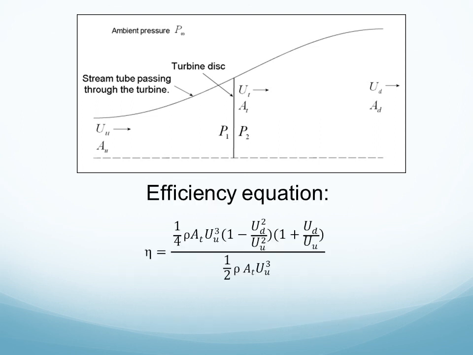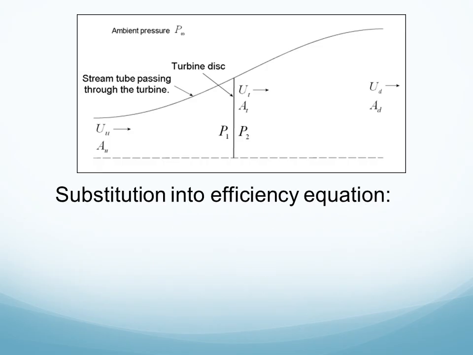Finally, we can plug our expressions for power out and power in into our efficiency expression, and we'll see a few things happen. First, a quarter over a half becomes a half, and second, rho, a sub t, and uu cubed all cancel out, and what we're left with is this equation for eta.